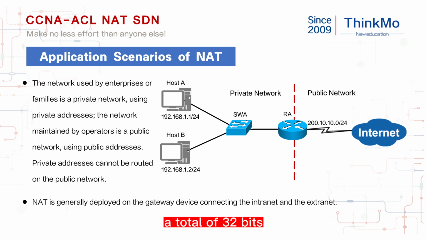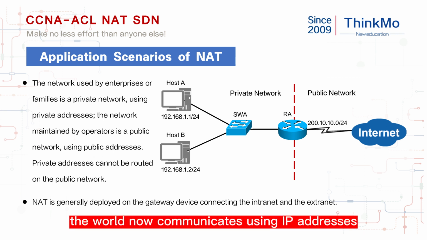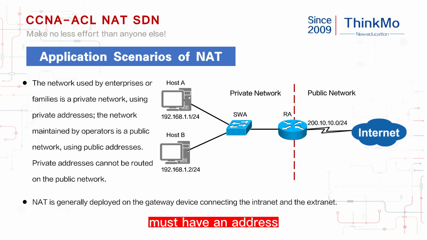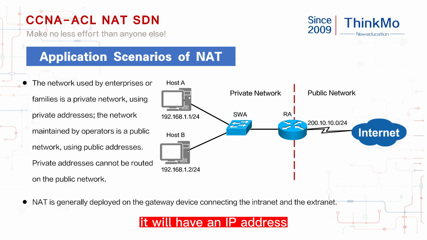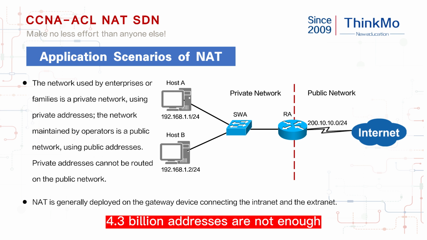A total of 32 bits. Each bit has two values, 0 and 1. That is 2 to the 32nd power, about 4.29 billion addresses, less than 4.3 billion. The world now communicates using IP addresses. As long as a device wants to connect to the internet, it must have an address. That is, all devices that can be controlled through the network will have an IP address. For the world, 4.3 billion addresses are not enough.